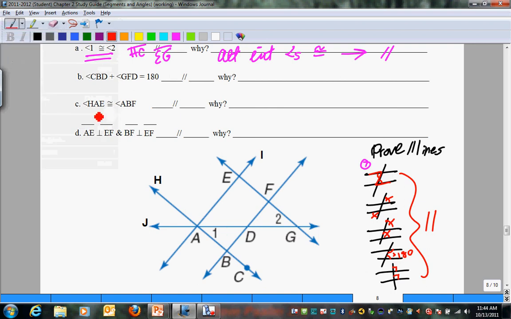Okay, so C, we have H-A-E. So let's trace H-A, I'm on C. Is that a right angle? H-A-E, we don't know that. Trace and sweep. But we're told it's congruent to ABF. So ABF, trace and sweep. Okay, now what I want you to do is darken the stir stick that those two angles hug up against.